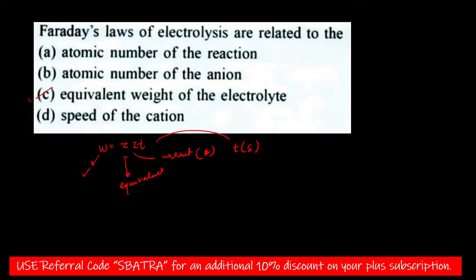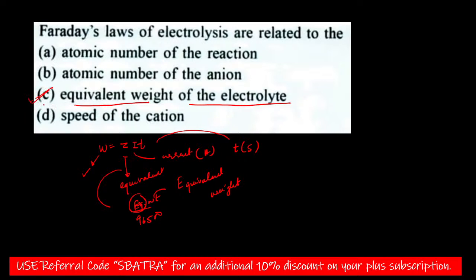So definitely Faraday's laws of electrolysis are related to the equivalent weight of the electrolyte. How is it related? What is your Z? Z is nothing but W by 96500, where this W is nothing but the equivalent weight. So it is directly proportional to the equivalent weight. The correct answer for this question is option number C.